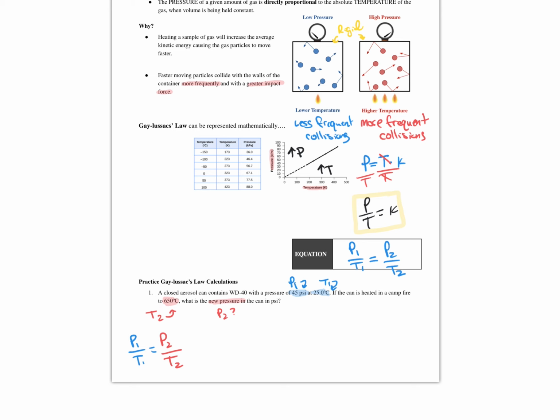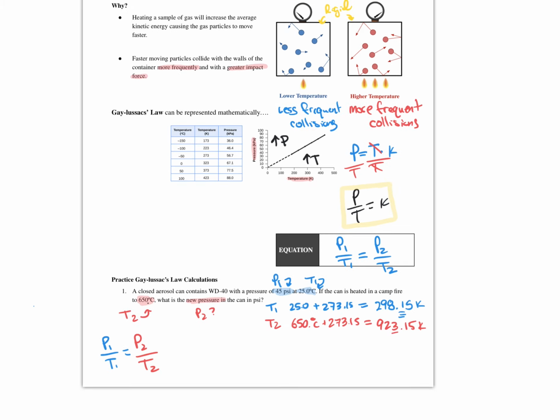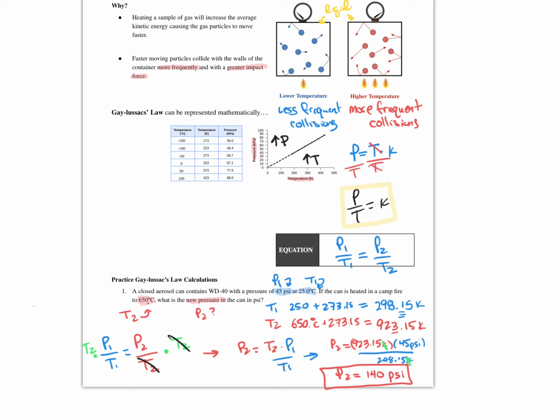Well, again, just like before, these values are proportional to temperature when temperature is in an absolute scale. So we have to convert both of these temperatures into Kelvin. And we do that by adding 273.15 to each of the temperatures in Celsius. Since we're solving for pressure 2, we can do a quick little rearrangement of the equation, and we'll get P2 is equal to T2 times P1 over T1. We then could just input our values and solve for the problem. And we find that the pressure at time 2 is 140 psi.